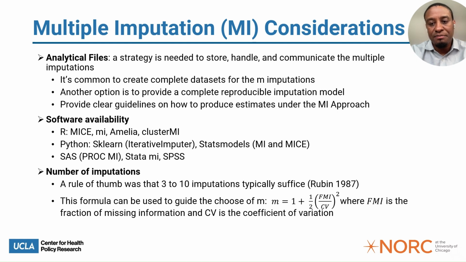Finally, what is the number of imputations needed? Here we refer to that as M. A common rule of thumb, first suggested by Rubin in 1987, is that 3 to 10 imputations is typically sufficient. However, for more accurate estimates, especially when the fraction of missing data is high, more imputations are needed. The formula on the slide gives a more formal way to guide the choice of M based on the fraction of missing data and the coefficient of variation.